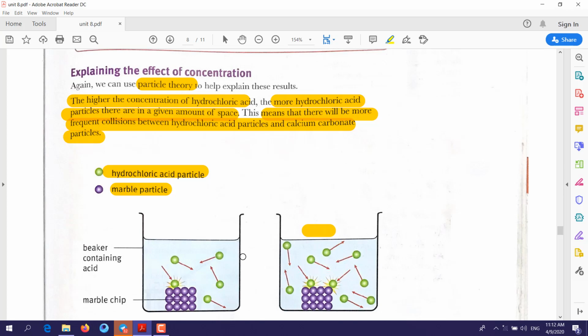So, as you can see, in all the explanations, we are talking about particle theory. We are talking about the number or amount of particles, and the more particles there are, the more collisions will happen. When the number of collisions is higher, that means the chemical reaction is faster.